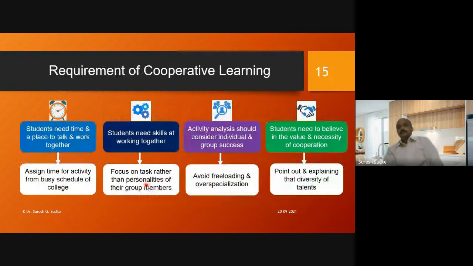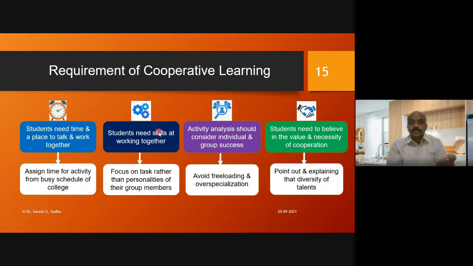Then, what are the prerequisites of cooperative learning? What are the requirements of this cooperative learning? Number one, our students need a time and place to exchange their ideas. So for that, we have to provide them the time during the college time only.